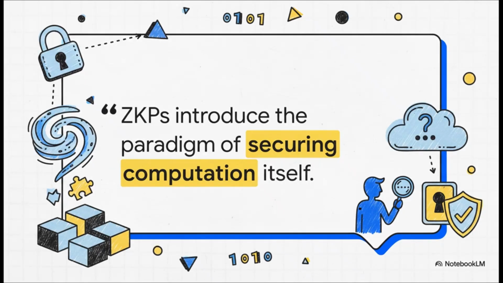And this really gets to the heart of why ZKPs are such a big deal. For decades, cryptography has been about protecting data at rest, encrypting your hard drive, or data in transit, like sending a secure message. But ZKPs, they let us secure data while it's being used. It's a paradigm shift towards securing the integrity of computation itself. For the first time, we can prove that a complex calculation was performed correctly, even on data that remains completely private. That is a massive leap forward.